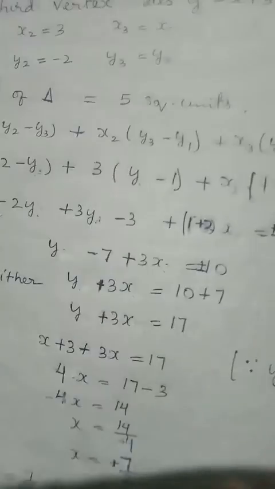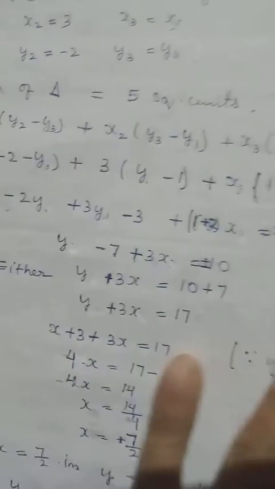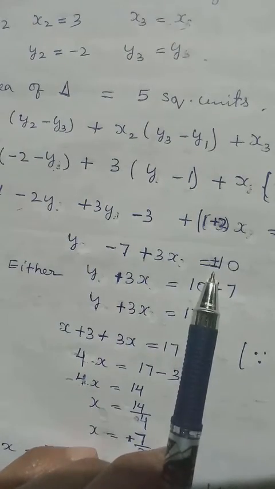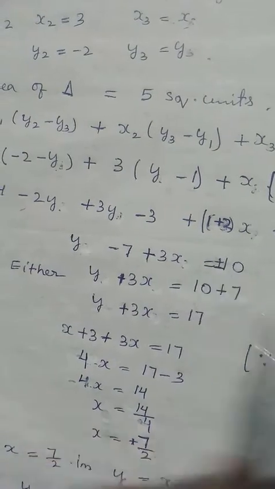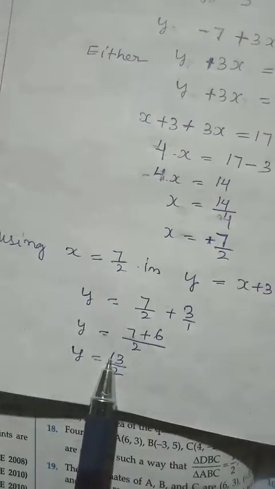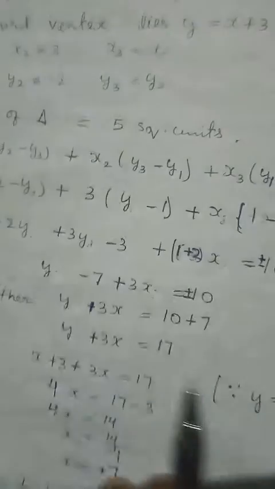When we remove the modulus, the value on this side will become plus and minus. So if we take plus 10, then we get these two values, 7 by 2 and 13 by 2.